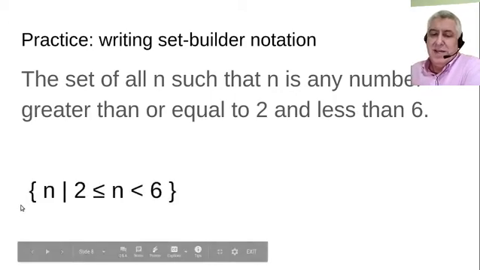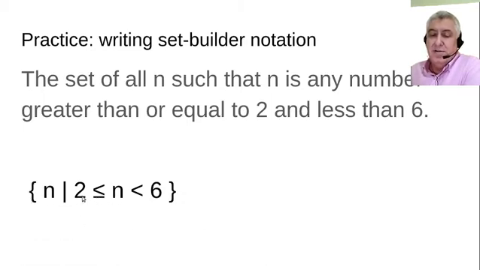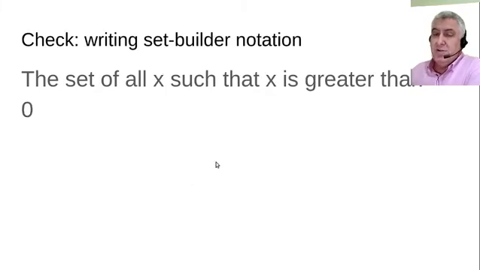Okay, so here's the answer. The set of all n such that n is greater than or equal to 2 and less than 6. So that number is greater than or equal to 2 and less than 6. All right, so here's your real one. The set of all x such that x is greater than 0. So go ahead and write that answer for me. This one counts. Be careful.